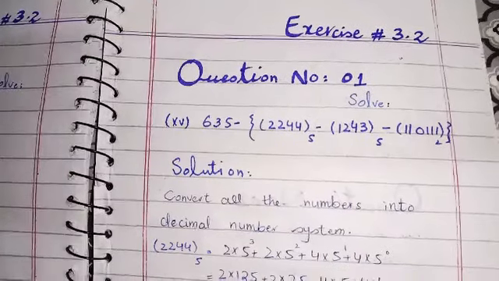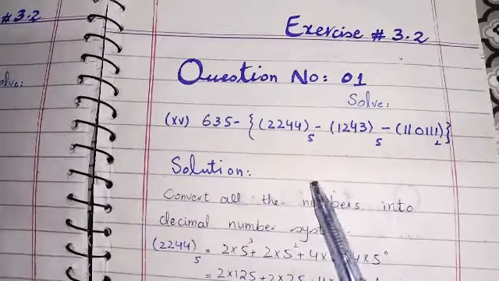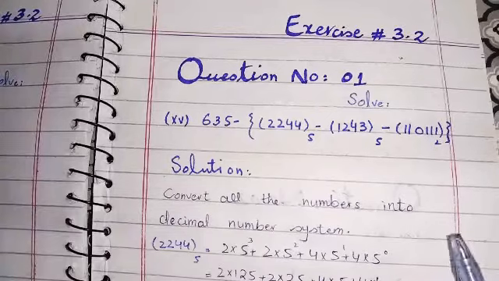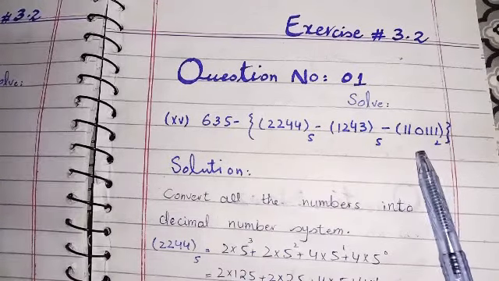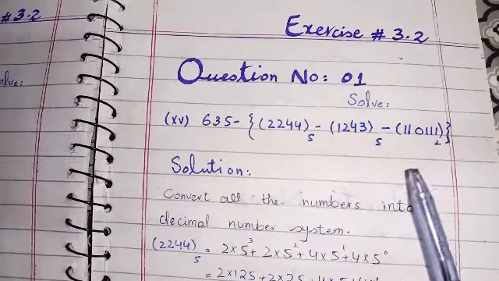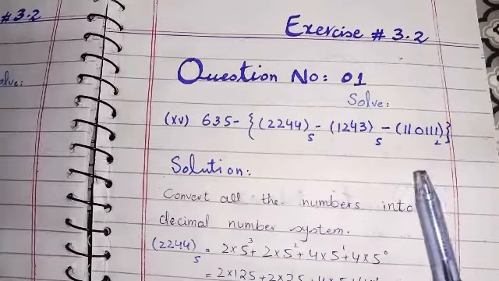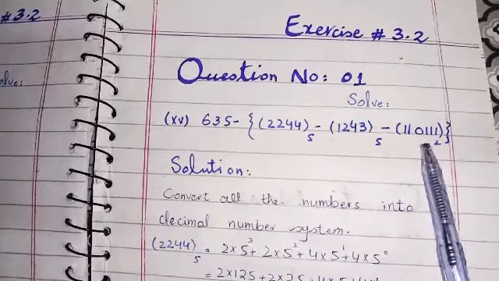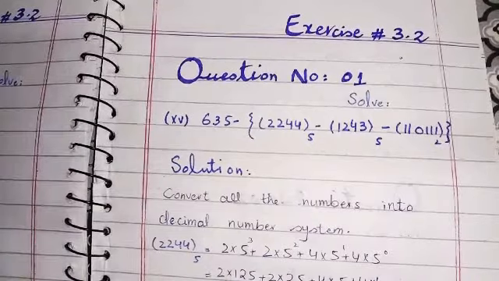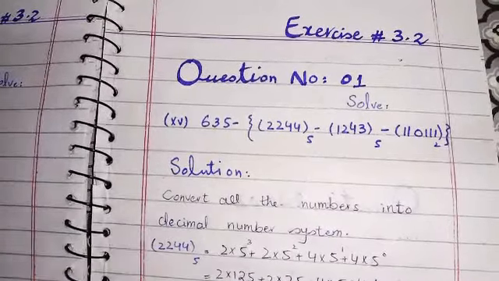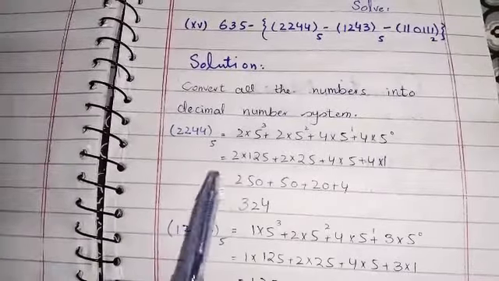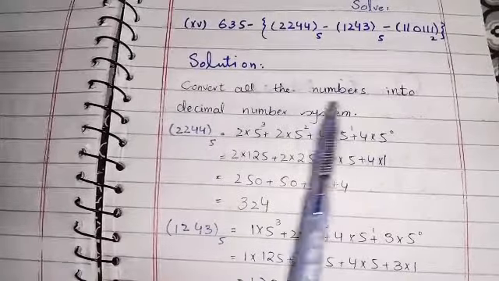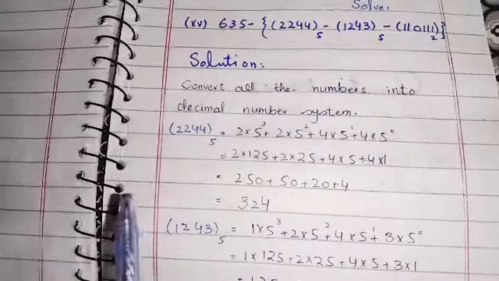Students, as you can see, in the question we have different bases given to us. Firstly, we will convert these base numbers into decimal numbers, then we will perform the respective operations which they gave to us. Now students, let's start our solution. First of all, we will write a statement: convert all the numbers into the decimal number system.